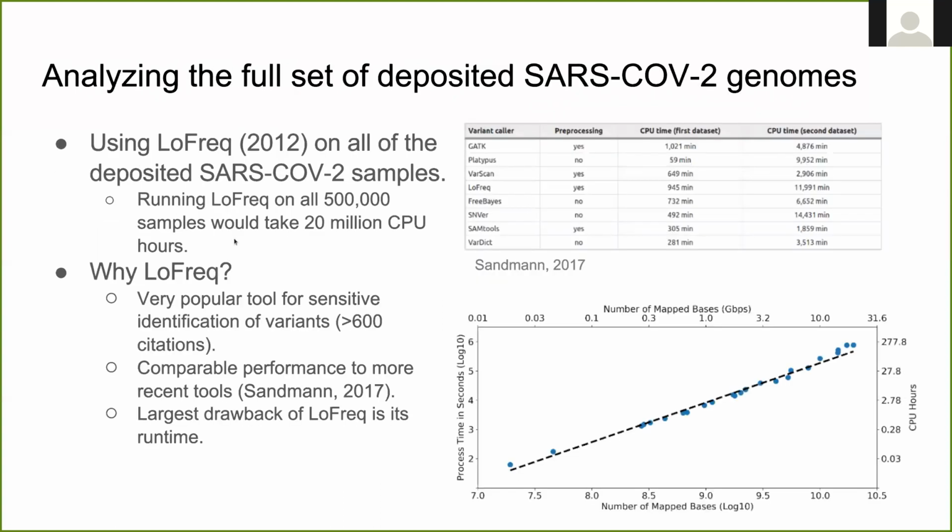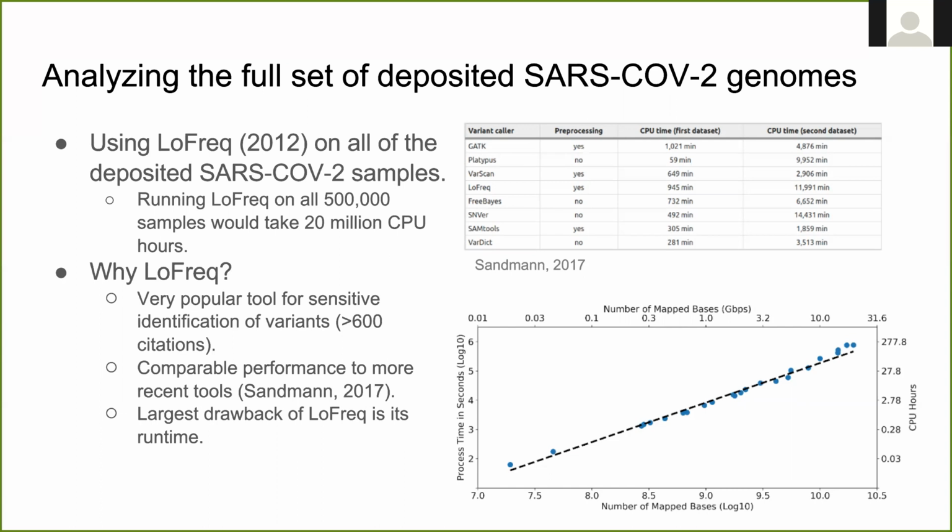So the low-freq algorithm was developed in 2012. It's a very popular tool for sensitive identification of variants, has over 600 citations. Our recent benchmarking study from 2017 compared it to other tools for variant calling and found that they had comparable performance with very good sensitivity, and that was definitely our attraction to it.